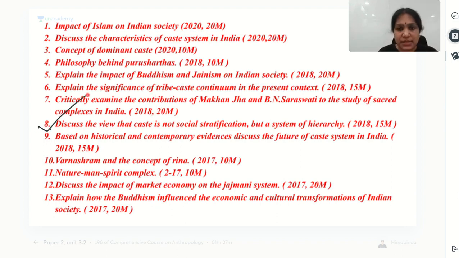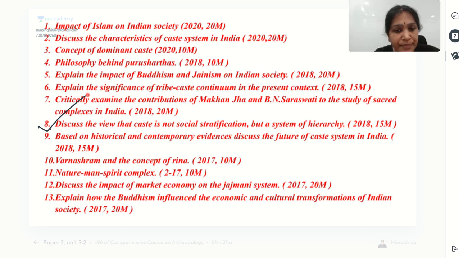Read this question once. This is out of syllabus, totally unexpected, but interesting question. Let us see that. Discuss the view that caste is not social stratification, but a system of hierarchy. So this was given in 2018. Shall we discuss that question first? Discuss the view that caste is not social stratification, because in general we think that it is social stratification only, right? Okay. Normally, do we consider caste as a system of stratification or not?